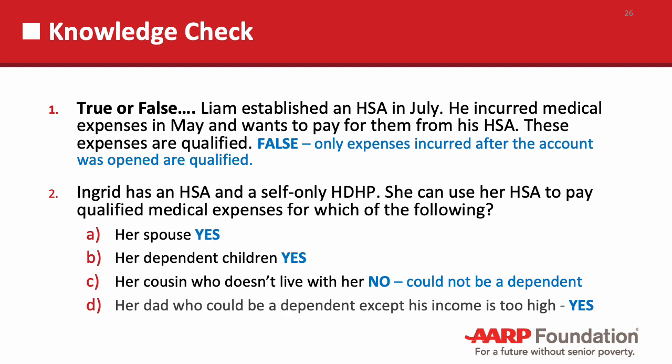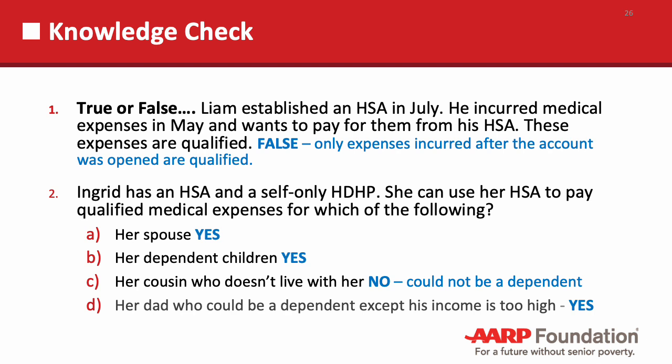And the first answer is false. Only expenses incurred after the account was opened are qualified. And for question 2, she can use her HSA as Ingrid to pay qualified medical expenses for which of the following? For her spouse, that's a yes.